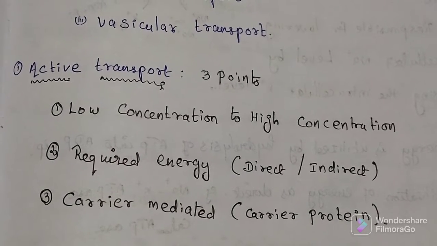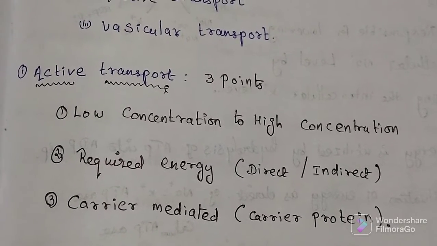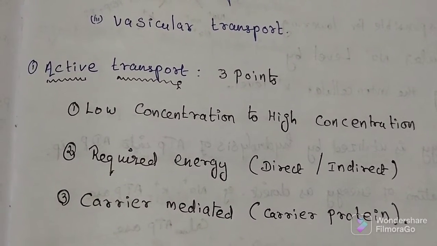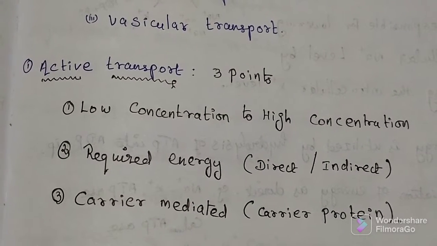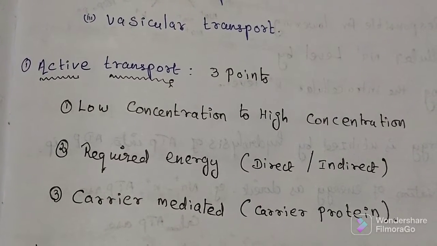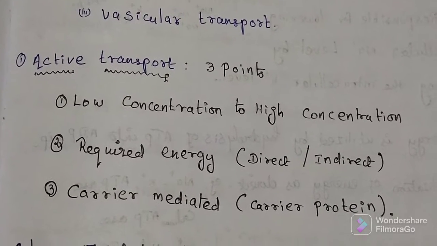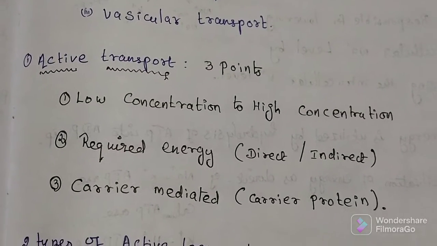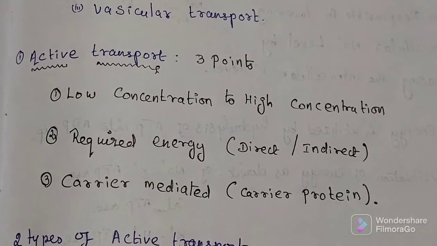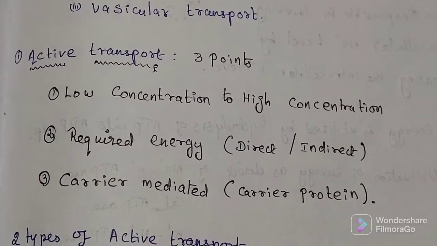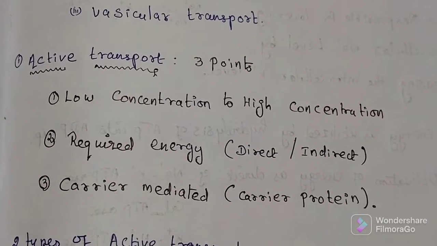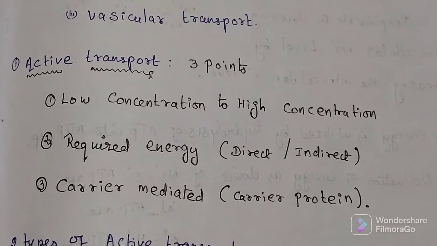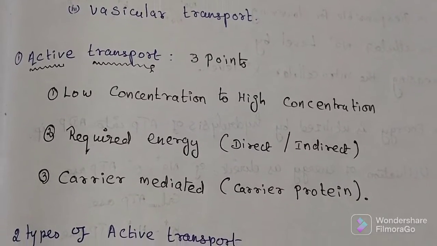Carrier proteins are required. What are the three important points in active transport? First, lower concentration to higher concentration. Second, it requires energy, whether direct or indirect. Third, it needs carrier protein. Carrier proteins are required for transport. That's why it is known as active transport, the utilization of energy to move from lower concentration to higher concentration.